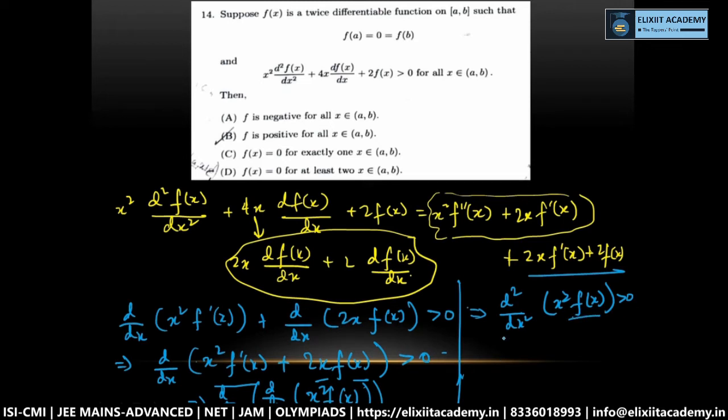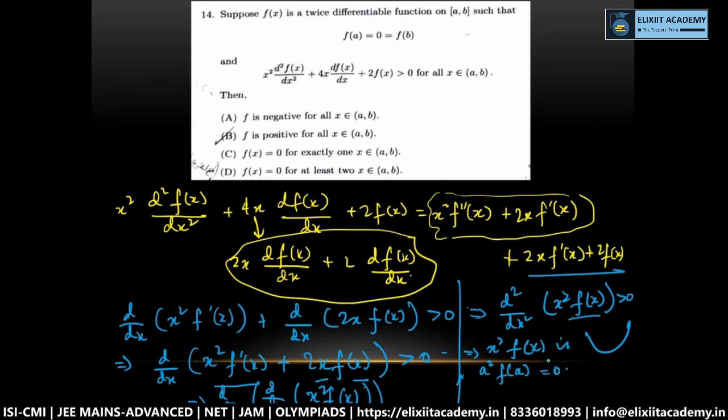So what we can conclude from here is that, because the double derivative is greater than 0, this function x squared f(x) is concave upwards, like this. The double derivative is greater than 0, so obviously this function is concave up. a squared f(a) is what? a squared f(a) is 0.